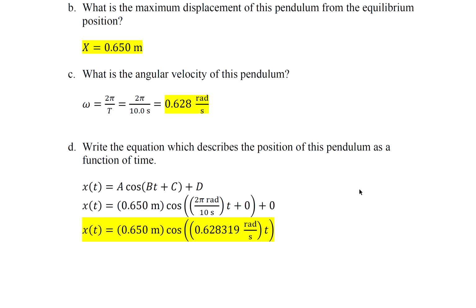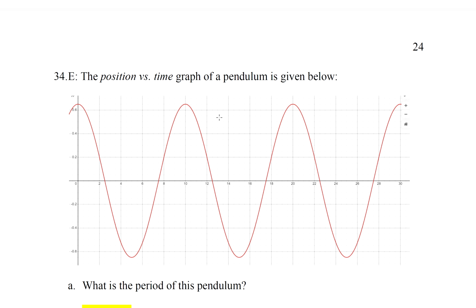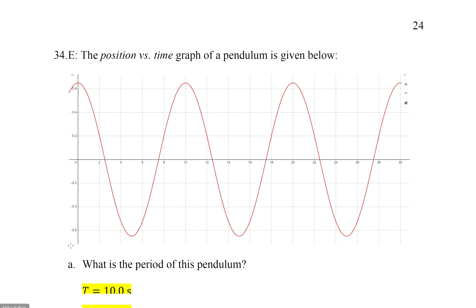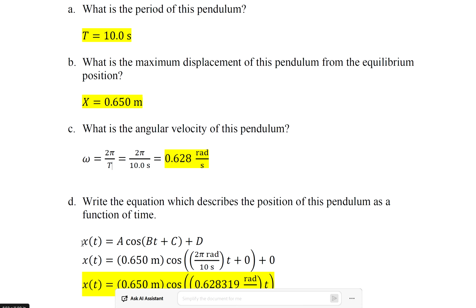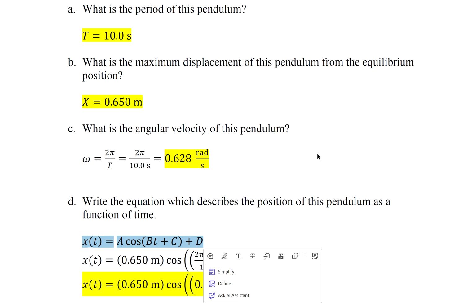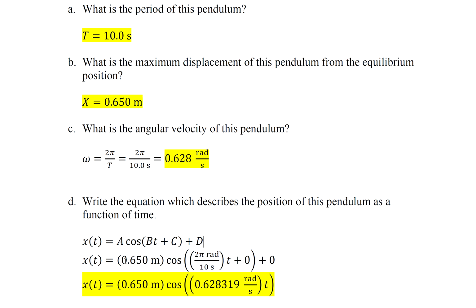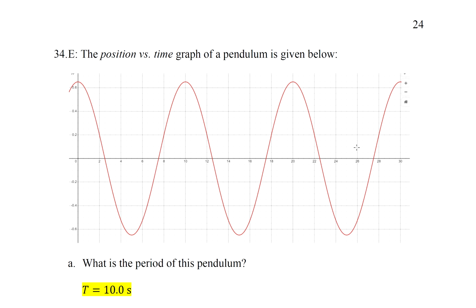Part D, write down the equation which describes the position of this pendulum. So this looks like cosine, yeah? Because we're starting at a maximum. So let's use this equation: A cosine(Bt + C) + D. The displacement A is 0.650. B is omega, we already found omega. Now, this was not shifted left or right, so C is equal to 0. And this was not shifted up or down, so D is equal to 0.